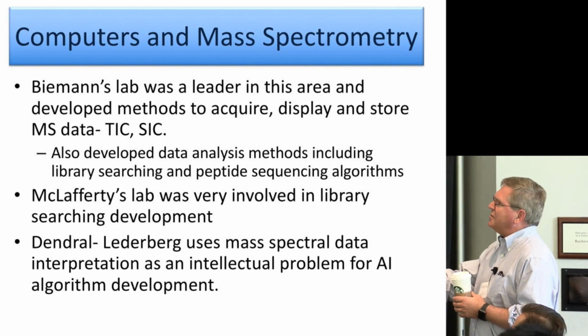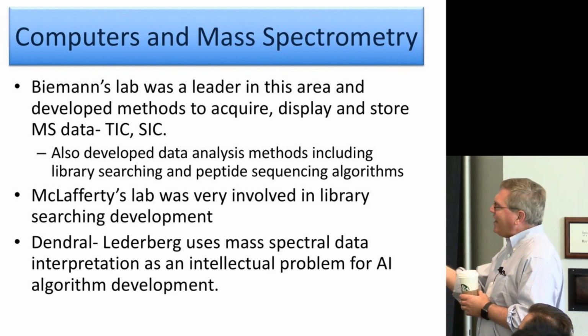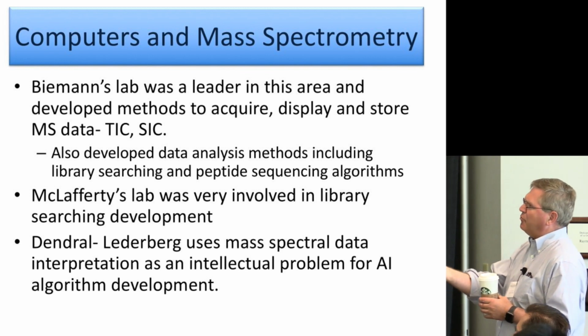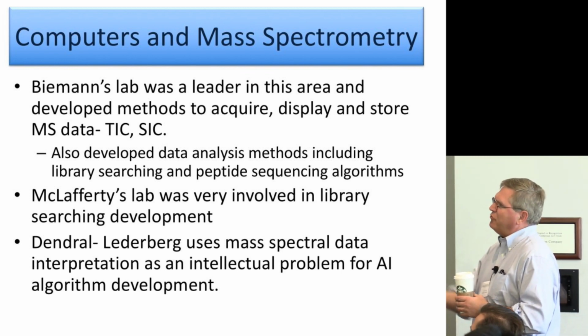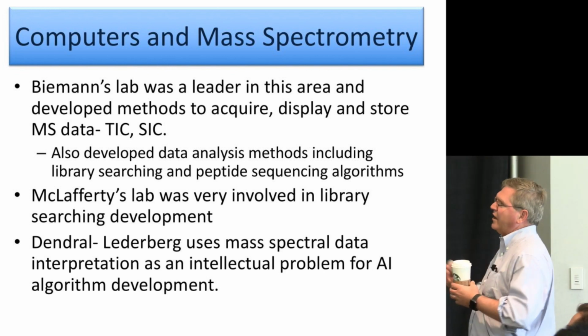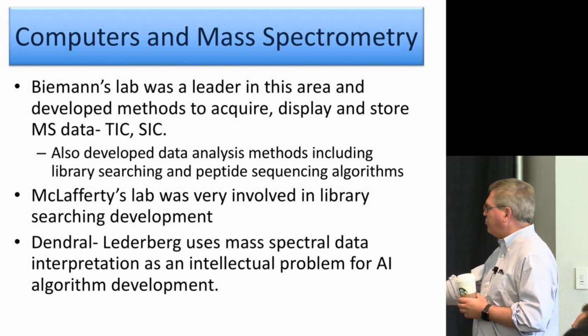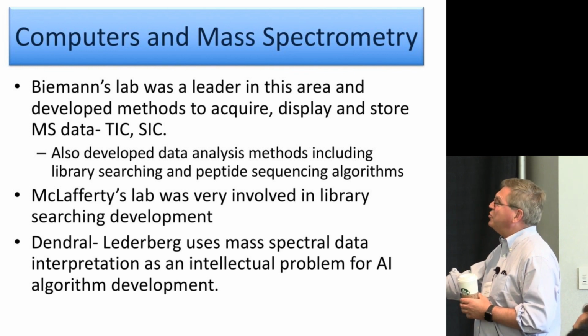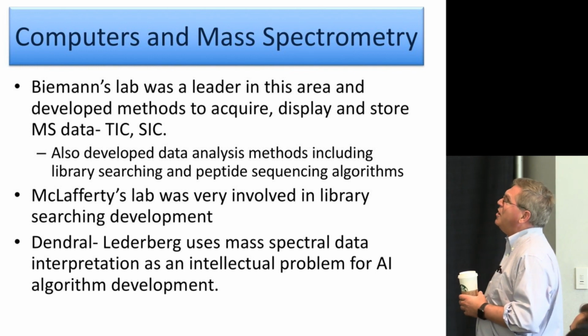He was, when he was at Stanford, interested in AI, and they picked mass spectrometry data interpretation as an intellectual problem for some of the early AI algorithm development. They developed this program called Dendral, which was supposed to help interpret a mass spectrum like a human would do it. And it actually did pretty well, but computers were probably not powerful enough back then.